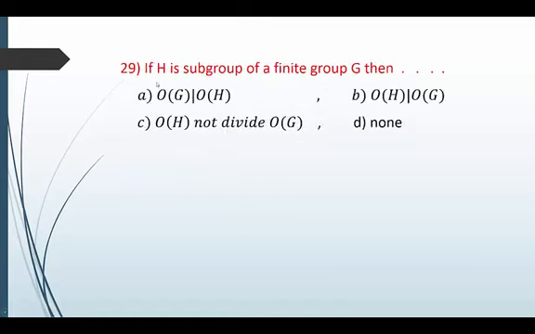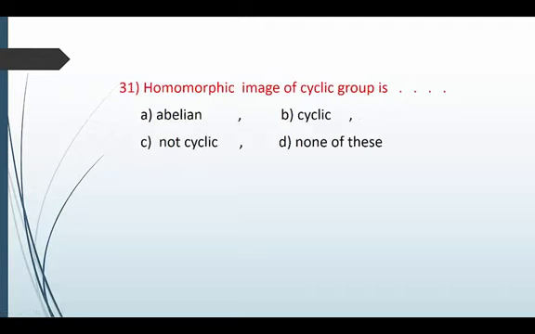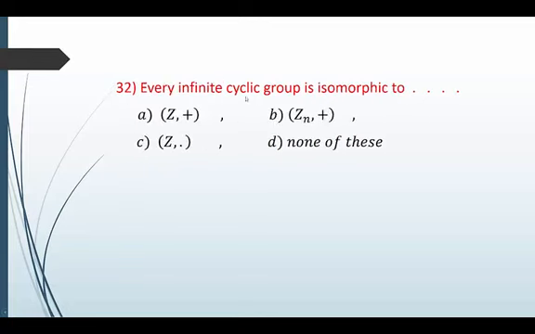29. If H is a subgroup of a finite group G, then answer is B option, order of H divides order of G. This is Lagrange's theorem. 30. Any two left cosets of H in a group G are identical or disjoint. Answer is B option, identical or disjoint. 31. Homomorphic image of a cyclic group is, answer is B option, cyclic. 32. Every finite cyclic group is isomorphic to, answer A, Z plus.